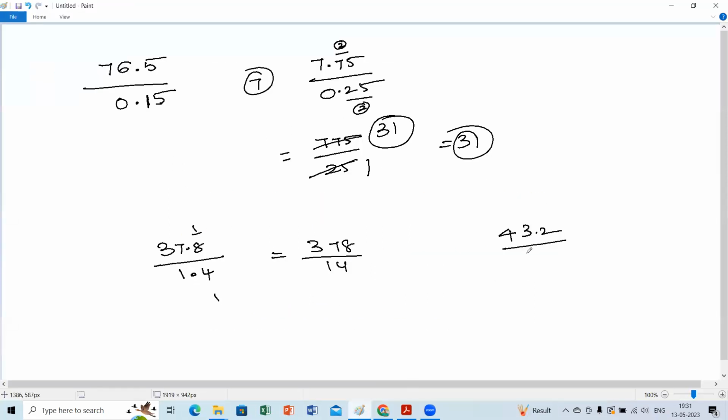2.4, same decimal places. If you see here one decimal, here one decimal. So neglect the decimal point, do directly with the numbers and do the division. What is the value of 432 by 24, children? Yes, I got the answer from my children. Absolutely, I think 18 times. Right.